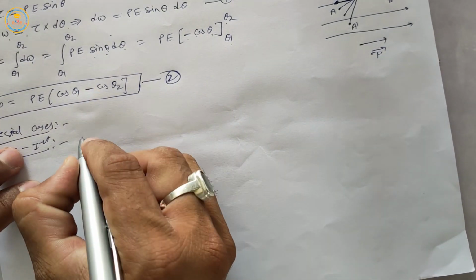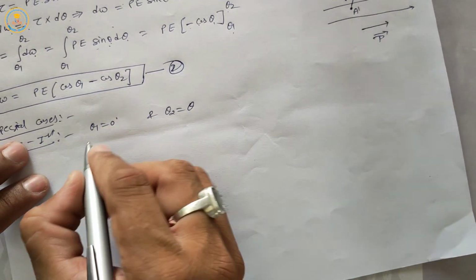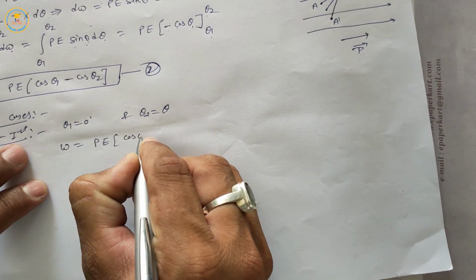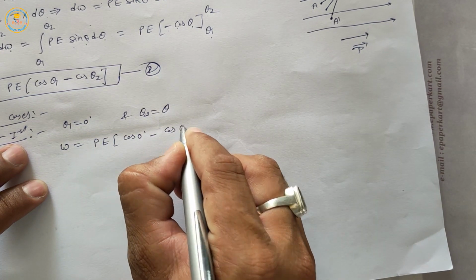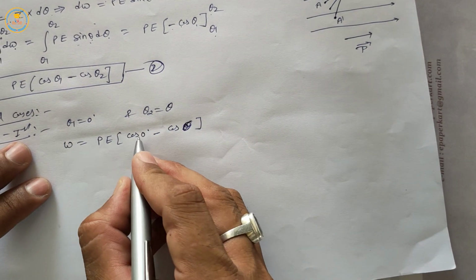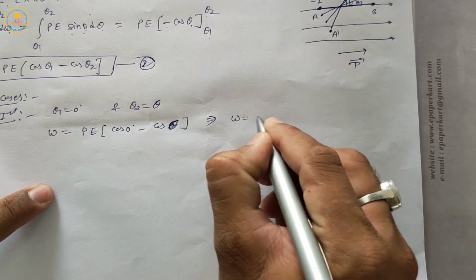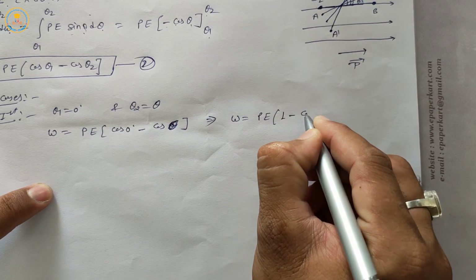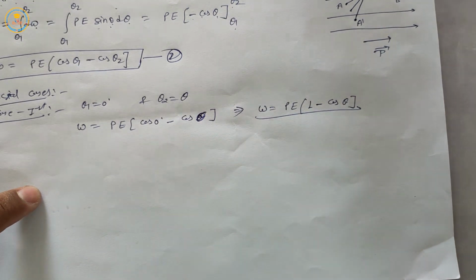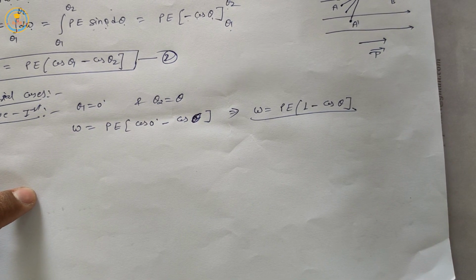It means theta 1 is equal to 0 degree and theta 2 is equal to theta. So work done W is equal to PE (cos 0 degree minus cos theta). We know that the value of cos 0 degree is equal to 1, so we can write W is equal to PE (1 minus cos theta). This is the work done in rotating the electric dipole from stable equilibrium state to theta position.